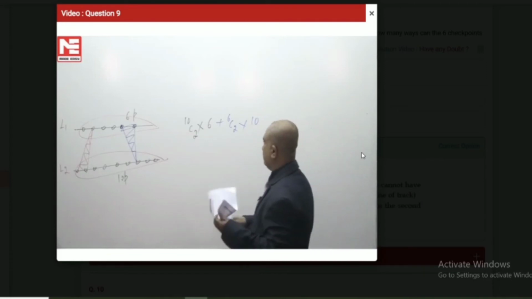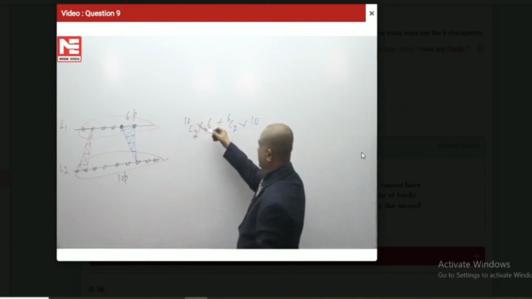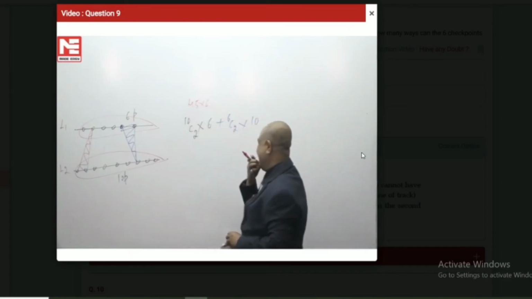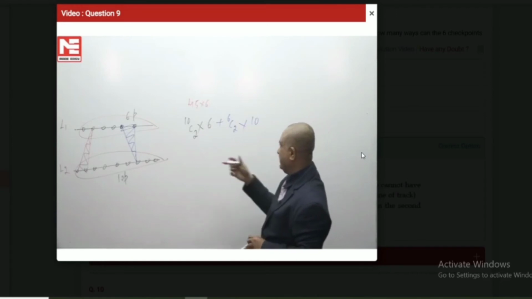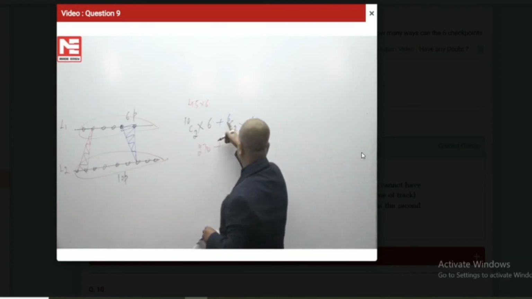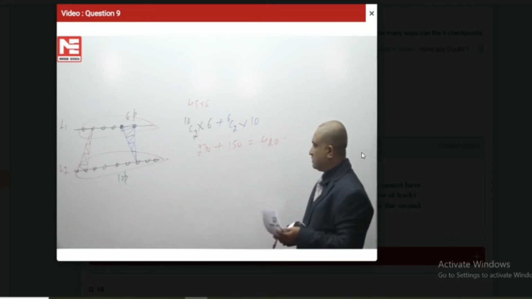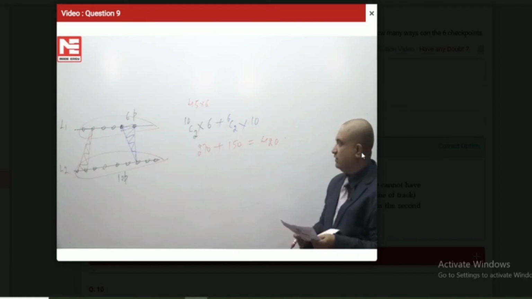Let's see, this value will come out to be 10 into 9 by 2, that is equal to 45. 45 into 6 will come out to be 270. So I have here 270, and 6C2 is 6 into 5 by 2, which is 15, times 10 is 150, that is equal to 420. So the answer is 420.